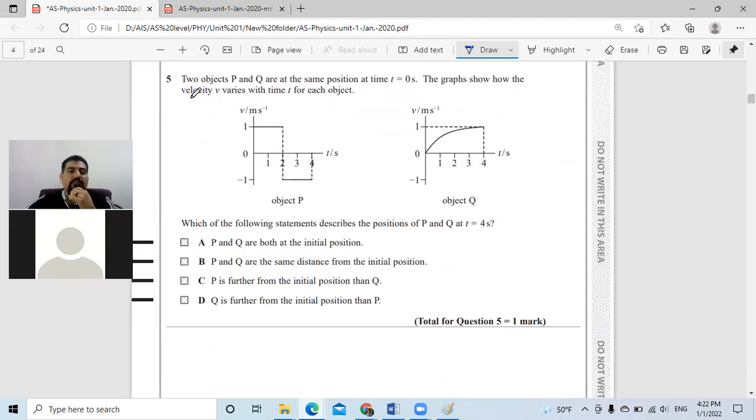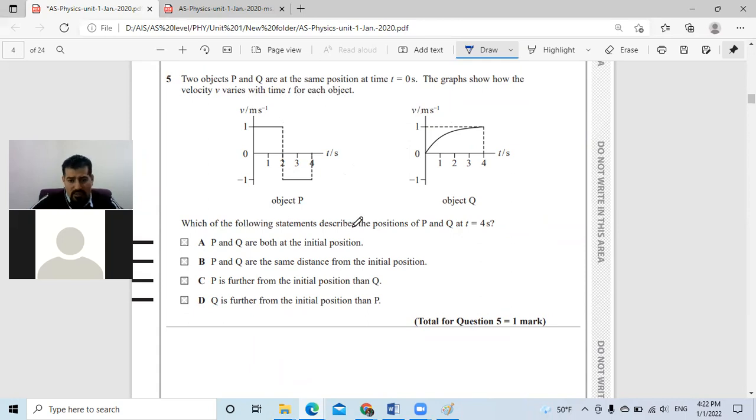Number 5. Two objects P and Q are at the same position at time t equals 0. The graph shows how the velocity v varies with time t for each object. That's for object P. It was constant speed, then suddenly changed the speed to the opposite direction. And for Q, the speed increases, but with decreasing acceleration.